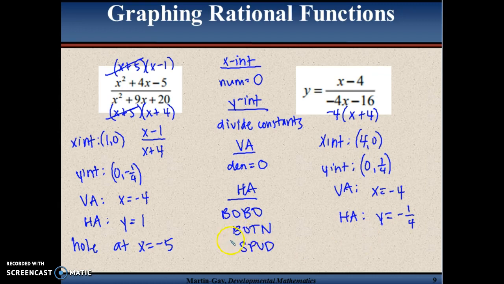And then again, if I had no horizontal asymptote, that means I have an oblique asymptote. And to find that, we divide and ignore the remainder. So if it was bigger on top, that means I would take the top divided by the bottom, doing long division or synthetic division, and ignore whatever the remainder is. And the equation I get is my oblique asymptote.